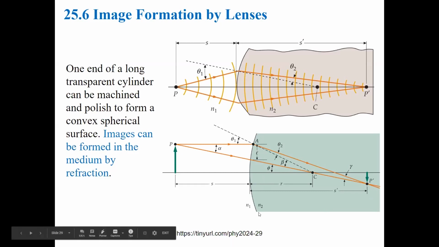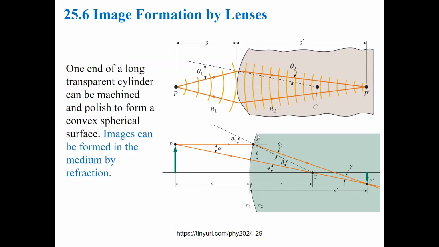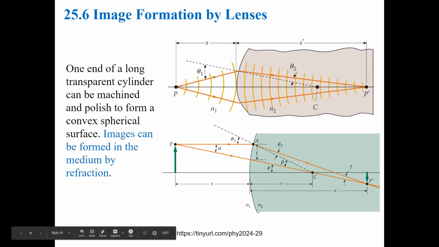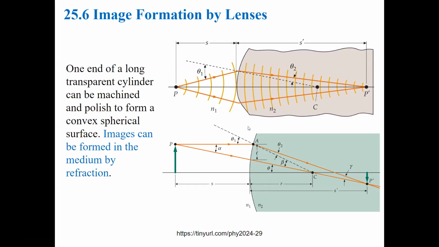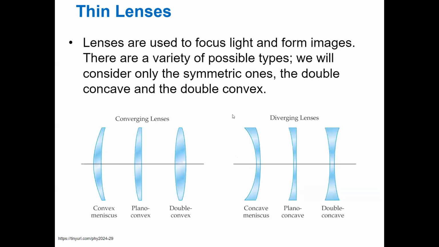Either having one side being curved like this, concave or convex. You can imagine you can also come to a convex curvature on this side. In that case, the ray will be diverged, so the image will form somewhere here. Not inside the material, but somewhere here. All right, so that's typically how lenses can be made.